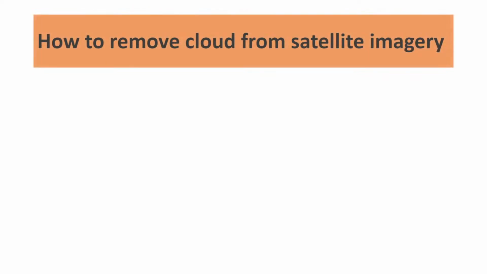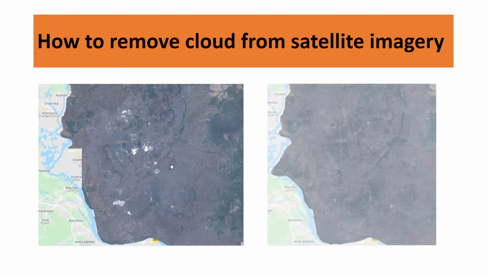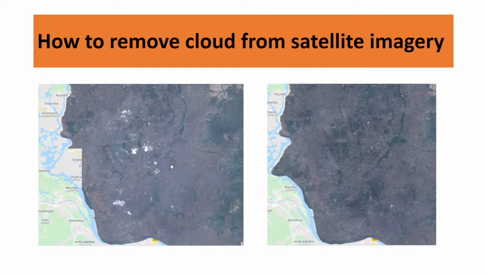We also talk about how to remove cloud from satellite imagery. Here you can see a satellite image where we find haze and white color pixels, which are the cloudy pixels. When you apply the cloud mask band function, all of the cloud is removed and we get very neat and clean imagery.